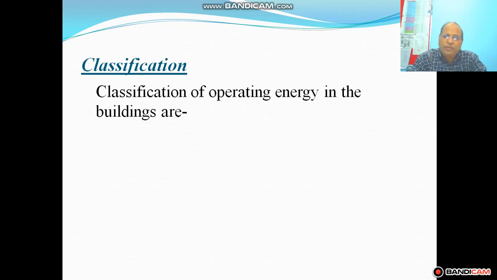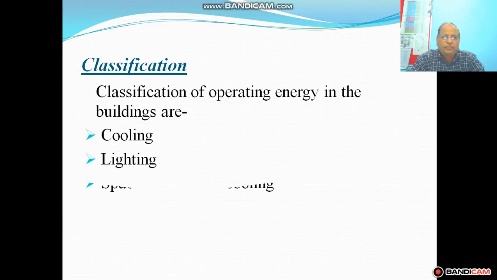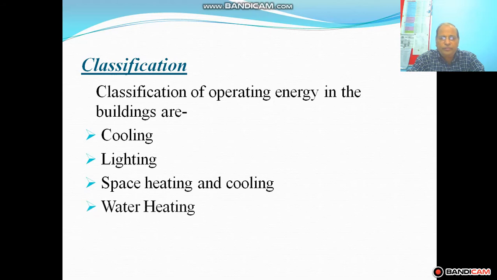The classification of operating energy in the buildings includes the cooling, lighting system, space heating and cooling, water heating, and others like heaters, machines, etc.